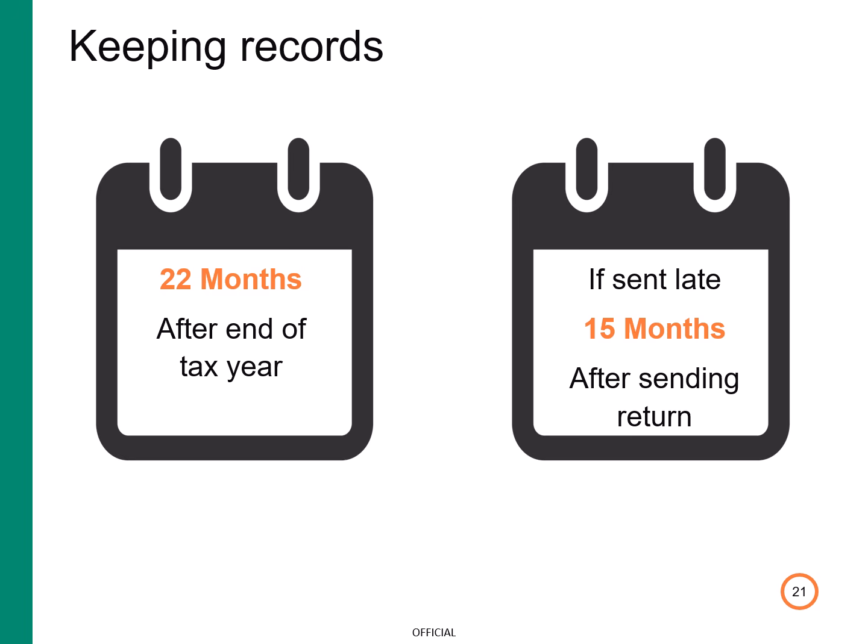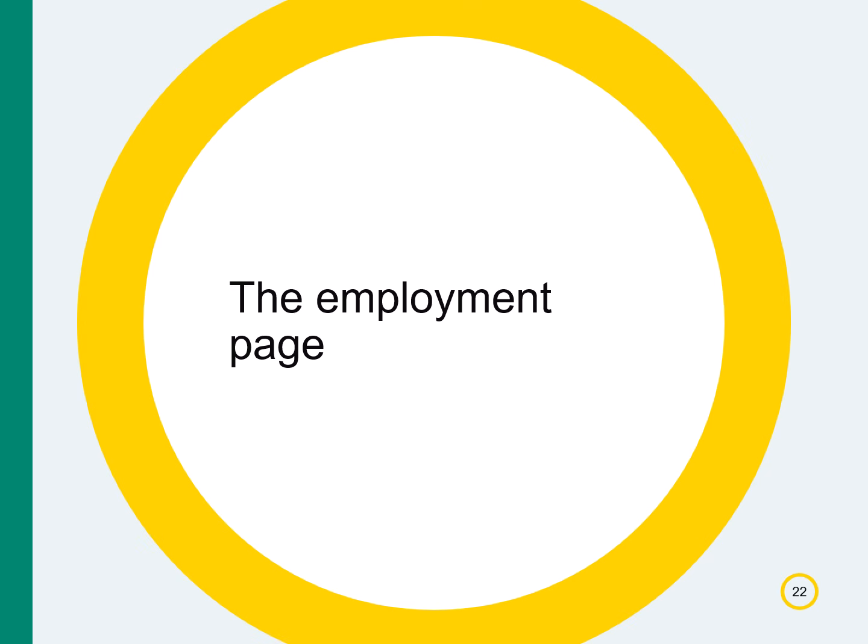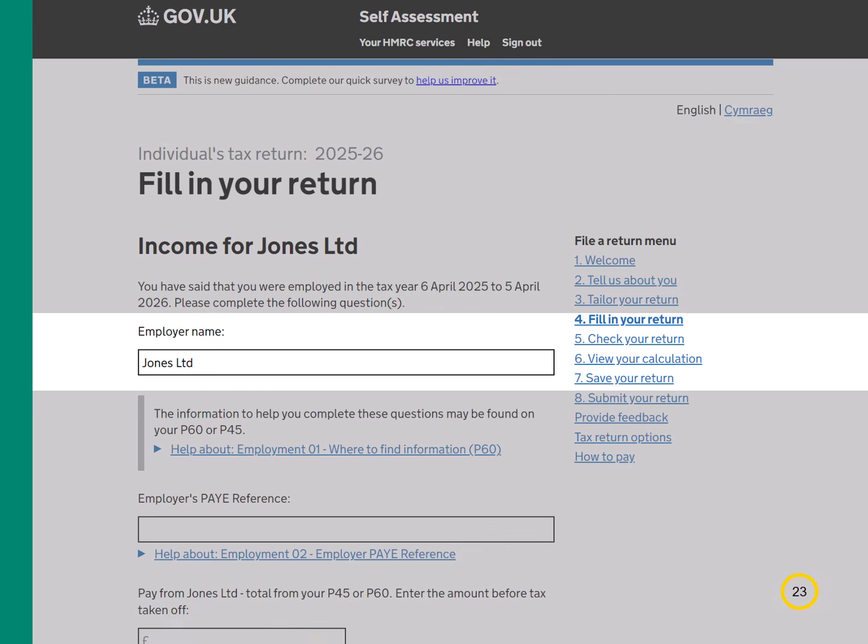Business records must be kept longer. If you send your tax return after the deadline, you must keep your records for at least 15 months after sending the return. Let's look at the employment page of the online tax return. The employer's name will always be completed as you gave this in the Tailor Your Return section.